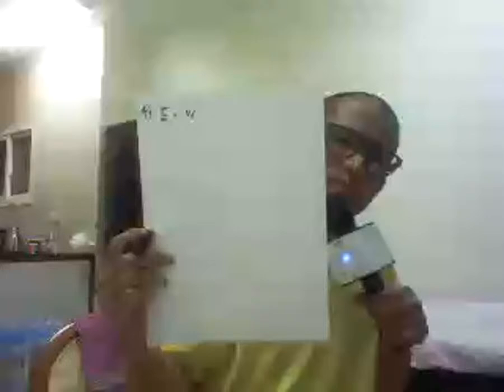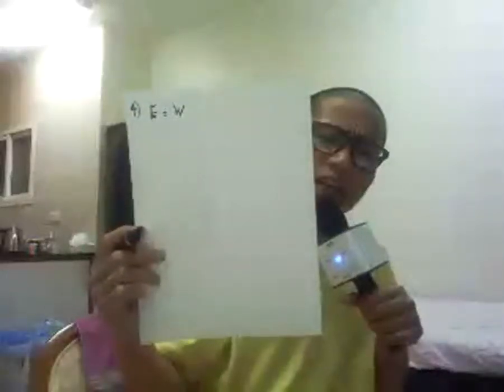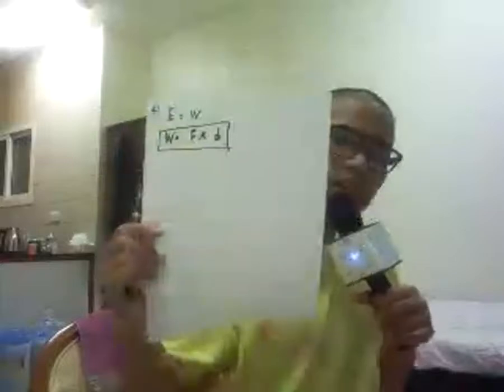Energy is equal to work. As the basic definition, energy is the capacity to do work. In elementary, the unit of energy is just the same, like erg. Since it is equal to work, we have the formula of work, which is force times distance.